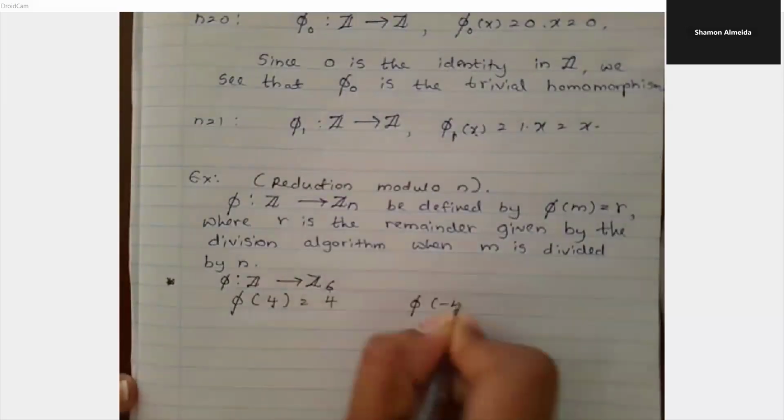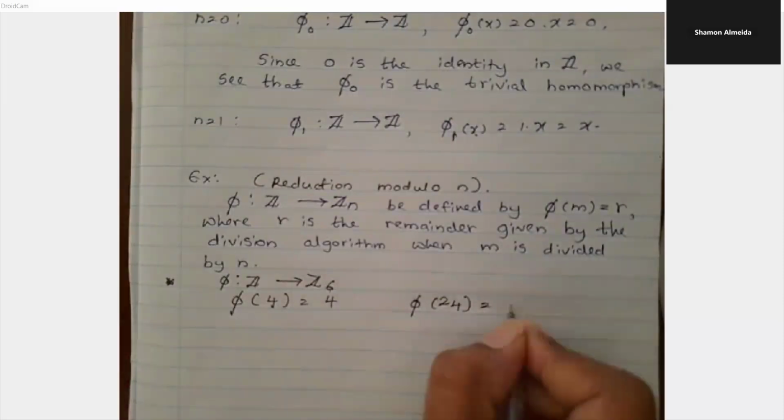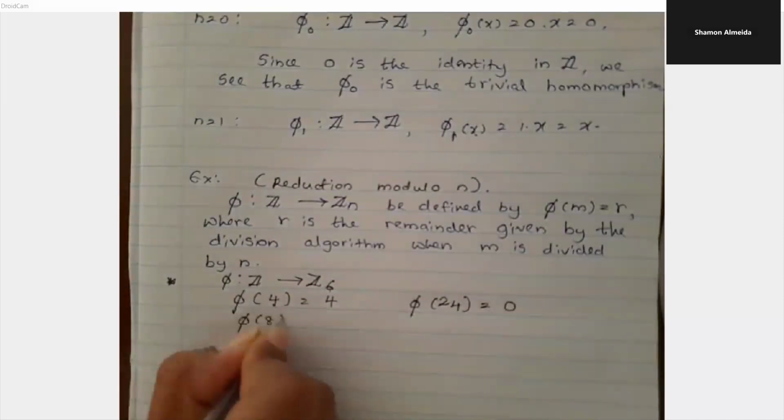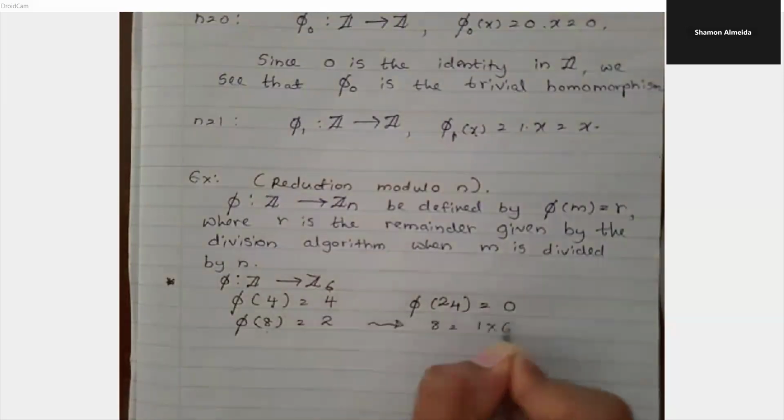Phi of, let's say, 24. Because it's divisible by 6, there is no remainder. Remainder is 0, so this will be mapped to 0. If you take phi of 8, you simply have to apply the division algorithm. Divide 8 by 6, you take the remainder, you get 2. This is because you can write 8 as 1 times 6 plus 2. This is our R, the remainder. This is where we apply the division algorithm, right?